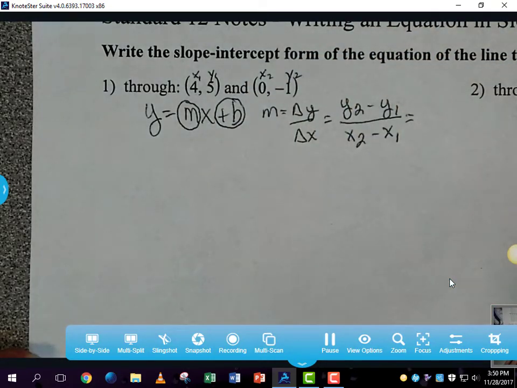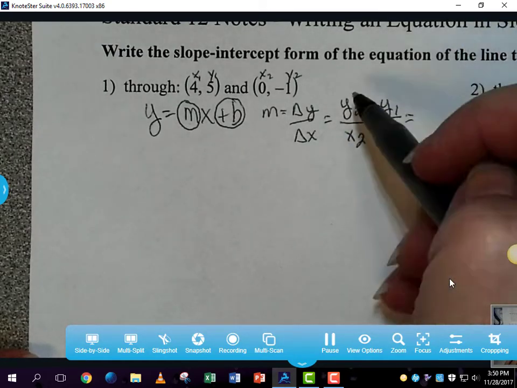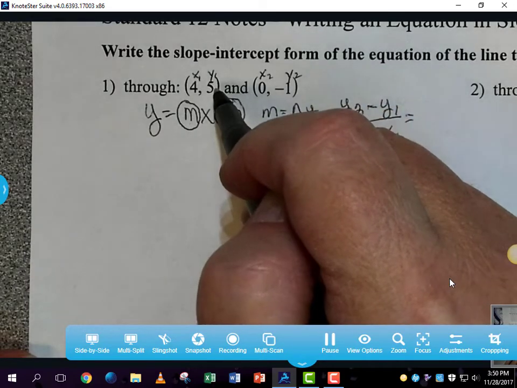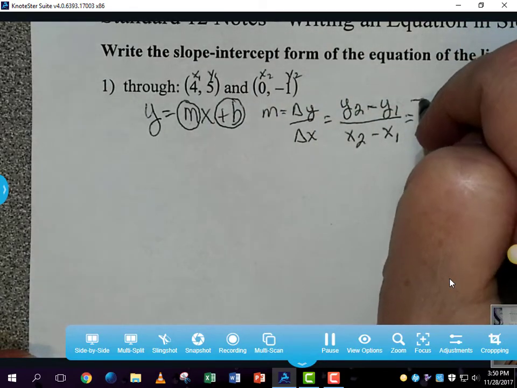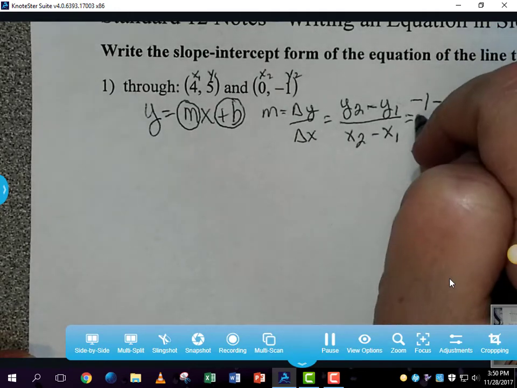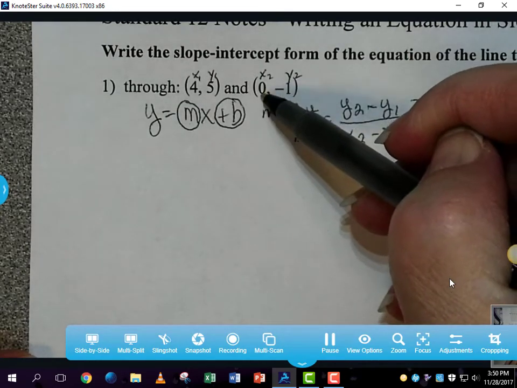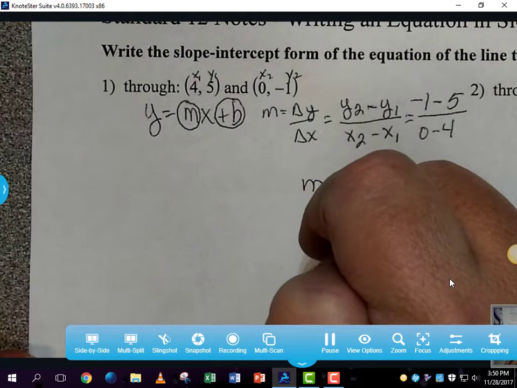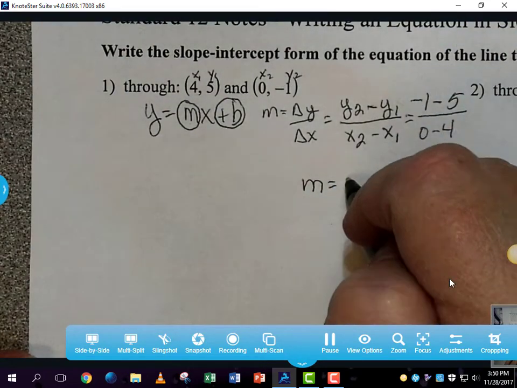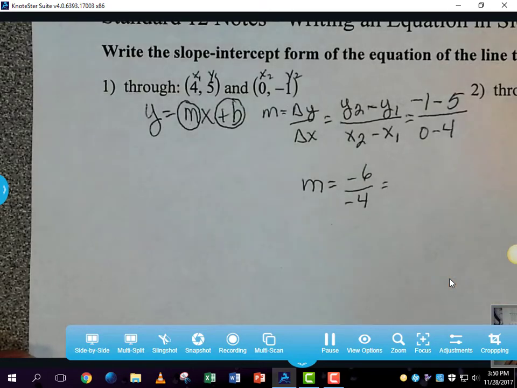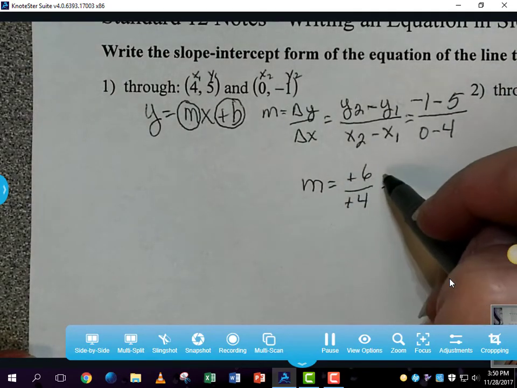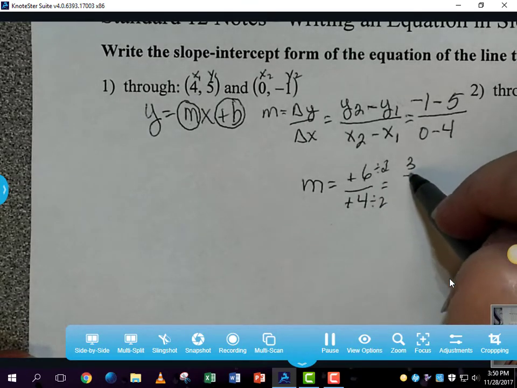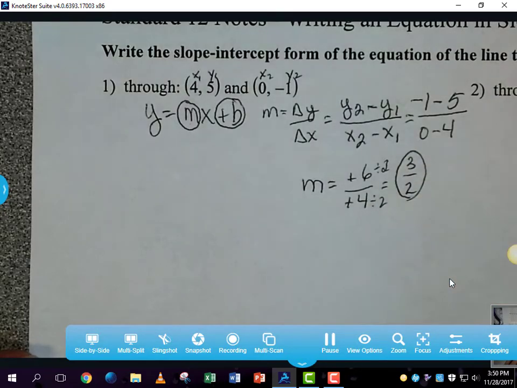So we have x and y, we have 1s, we have 2s. All I need to do is substitute my values in and calculate my slope. So y sub 2 is negative 1, minus, because it's part of the formula, y sub 1 is 5. So this gives us negative 1 minus 5 divided by x sub 2 is 0 minus 4. That's going to give us negative 1 minus 5 is negative 6 over negative 4. A negative divided by a negative is positive, and if I simplify that, because they're both divisible by 2, I'm going to get 3/2. So the slope is 3/2.